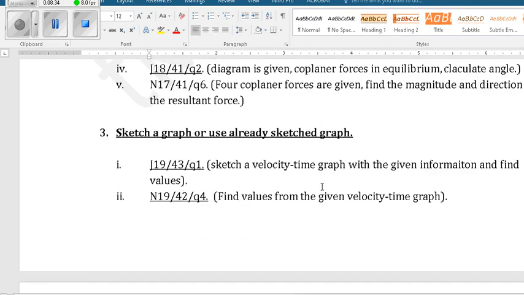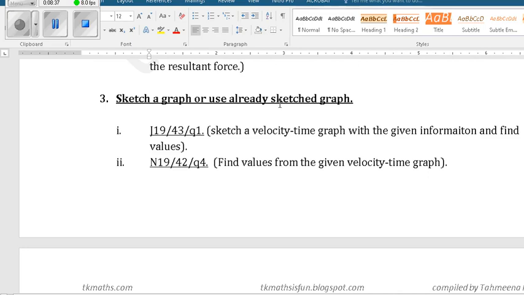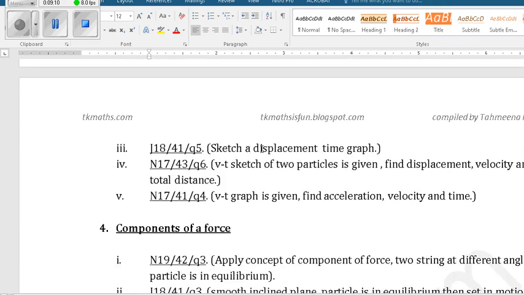So good, interesting question. Sketch a graph or use an already sketched graph. So in the question, sometimes they give you a sketch, and in connection with that sketch, they ask you questions. So you have to answer those questions. And sometimes the situation is explained to you and you have to sketch a graph. So both types of questions are given here. For example, find values from the given graph. So the graph is given to you. Here, you have to sketch the graph. Information is given to you and find the values, whatever are unknowns. Similarly here.